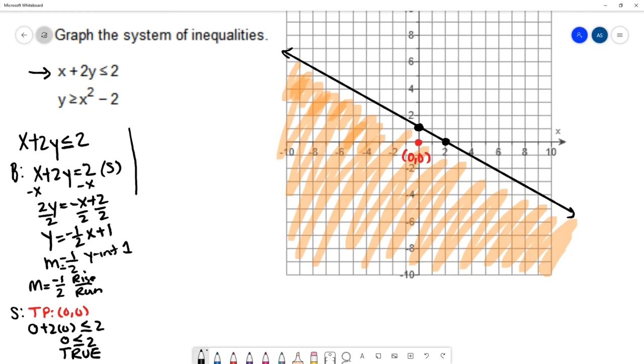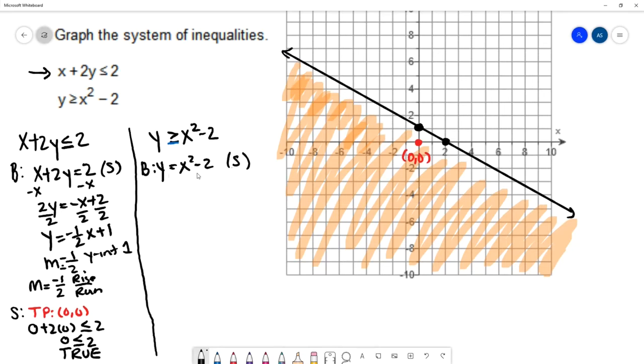Okay, so let's go ahead and continue with that second inequality. It's y is greater than or equal to x squared minus 2. We want to start by graphing the boundary. And the boundary would be y equals x squared minus 2. And we've got an equal to in our inequality, so we're going to graph this line as a solid line as well.